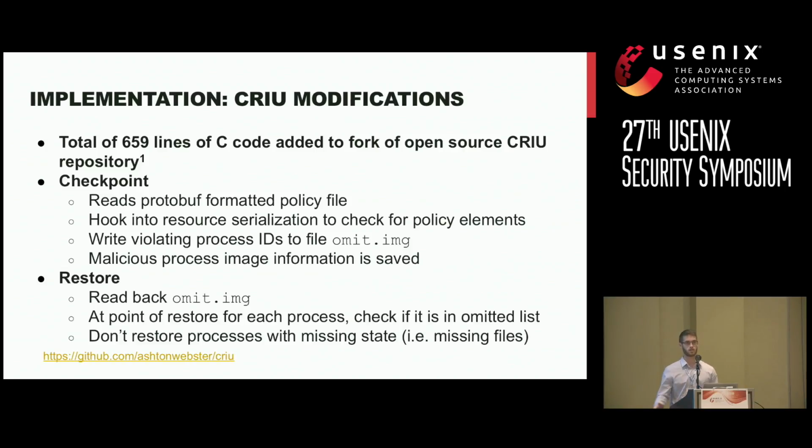So we look back at that emit image file, we omit the processes from there, and then we also change it so it doesn't restore processes that are missing resources. So if you have a process that is able to download malware to the system and that's not present there anymore after the file system restore, that process would just not be run either.